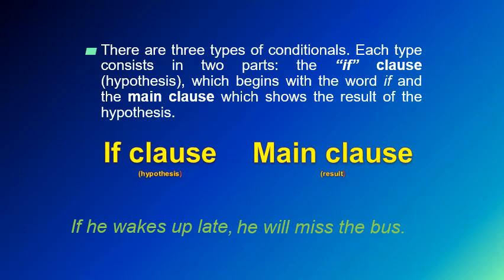And also, as I was telling you at the beginning, we have three different types of conditionals, and each type consists of two parts. Okay, don't forget it. We have the if clause, that is the hypothesis, and the main clause, which shows the result of the hypothesis. For example, we have another one. If he wakes up late, he will miss the bus.